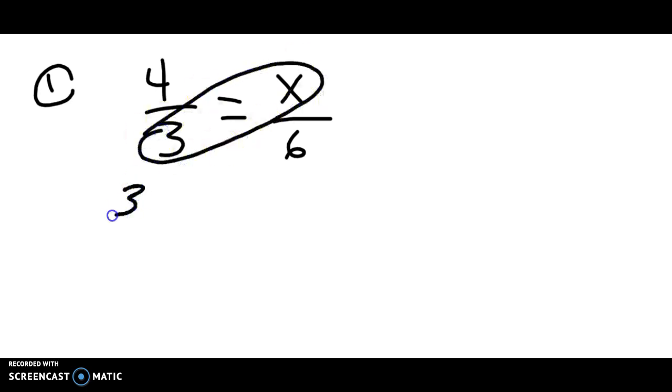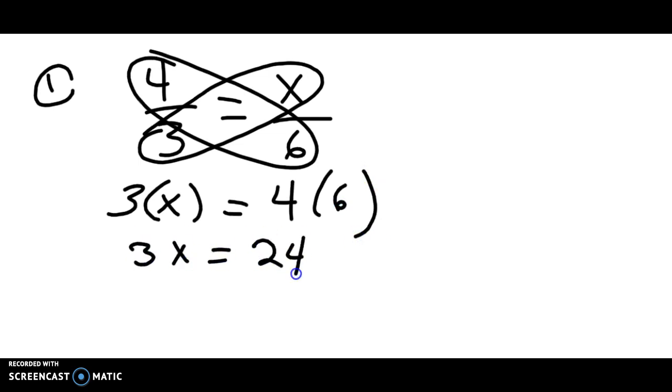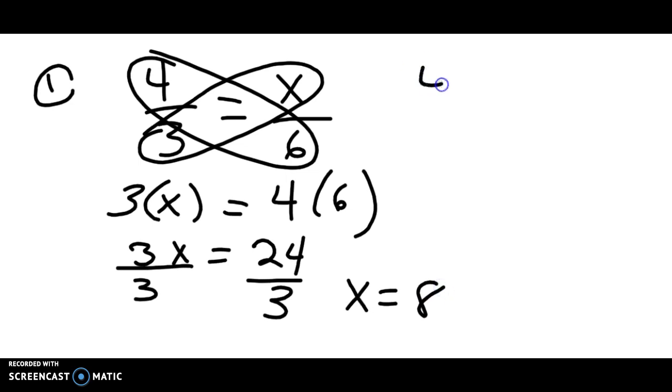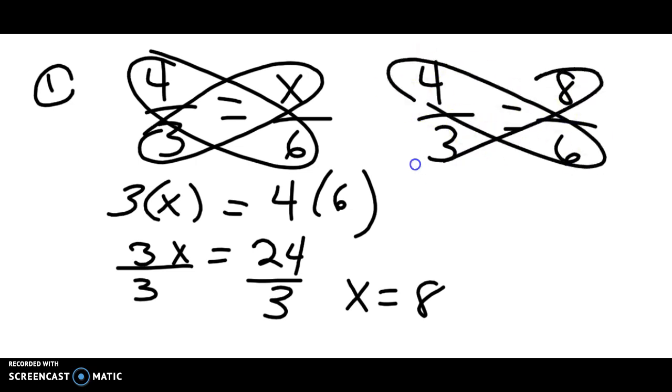So we're going to say 3 times x equals 4 times 6. So multiply them. So we have 3x equals 24. And then we're going to solve for x. So divide both sides by 3, and x equals 8. Now we can check this by substituting that in for x. We're saying x is 8, so 8 over 6. If you cross multiply, you get 24 equals 24.